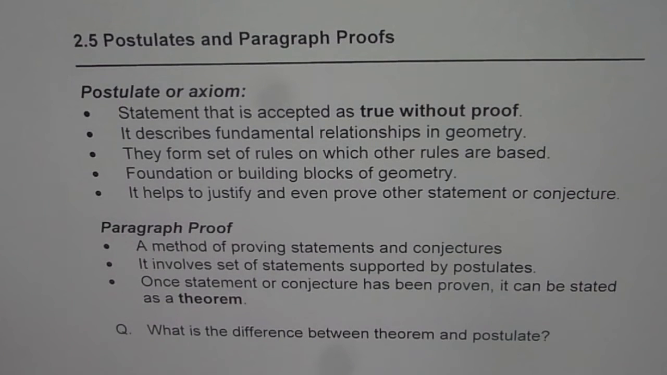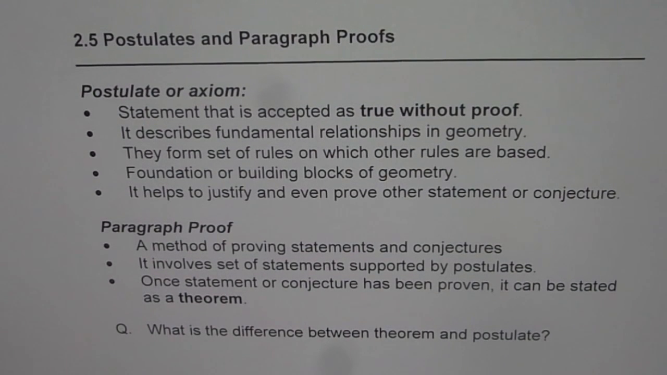Now how are we going to prove it? That's the second part of this chapter. One of the ways to prove is a paragraph proof. A paragraph proof is a method of proving statements and conjectures. It involves a set of statements supported by postulates. Once a statement or conjecture has been proven, it can be stated as a theorem. So you see how we can use these accepted postulates to prove statements and develop theorems. So that is what we are going to study in the coming videos and understand this chapter.